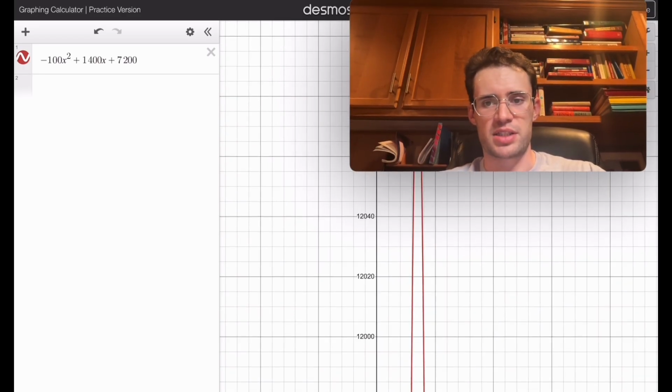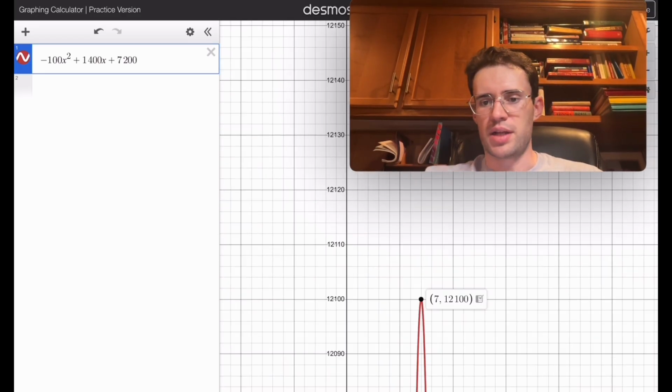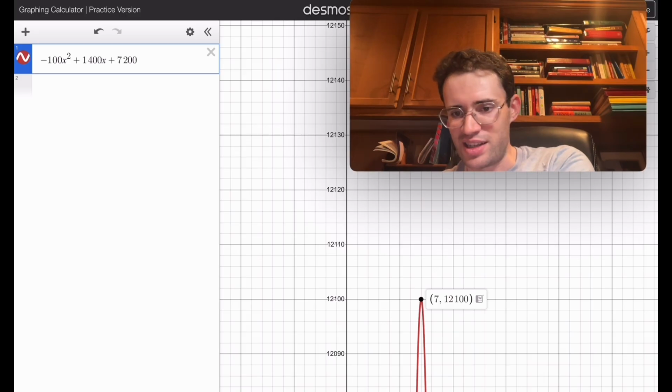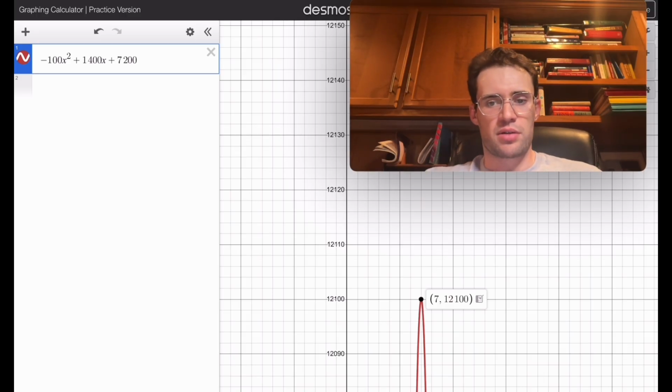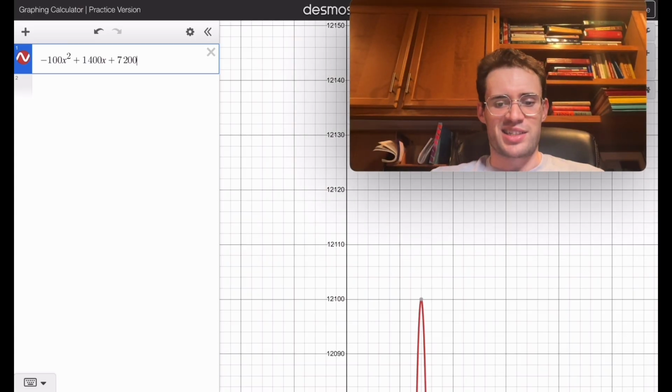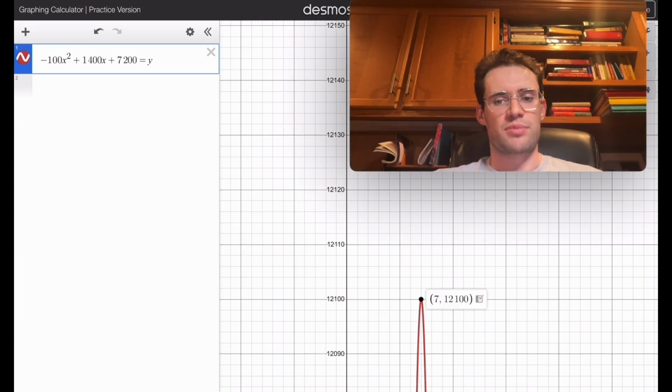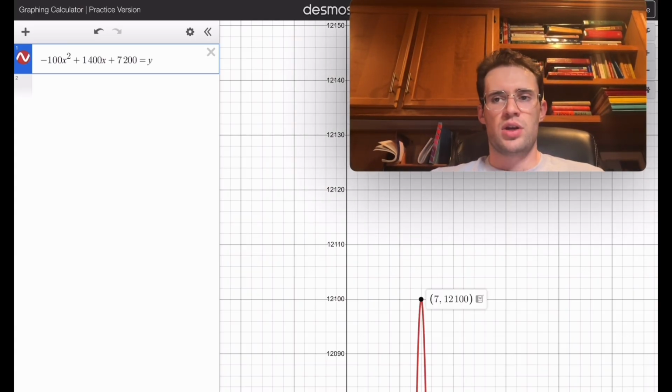So they were actually helping us out there. Let's see, what's that maximum? It's 7, 12,100. And I think we just needed the x value. So 7 would be the answer there. And just to show that it doesn't change anything, if you write this is equal to y, it's the same thing. It's 7, 12,100.